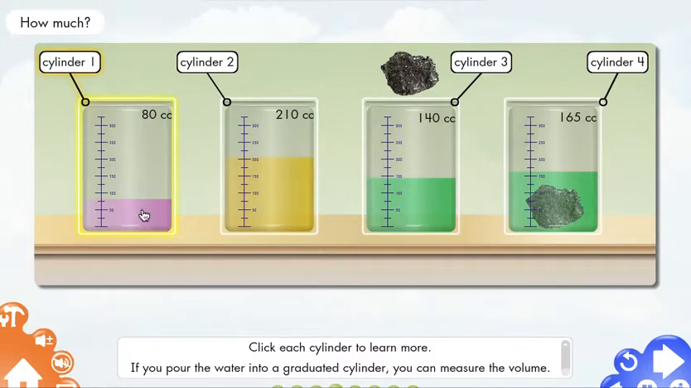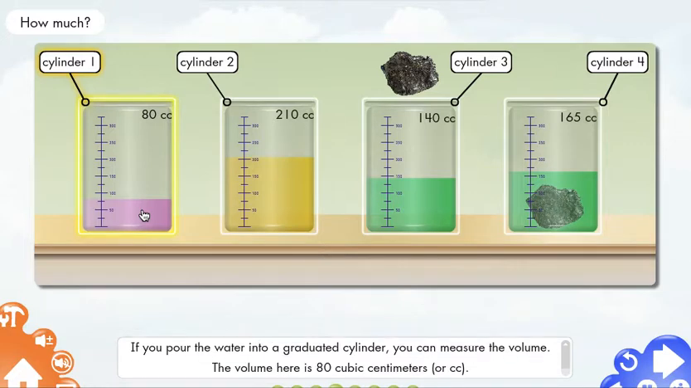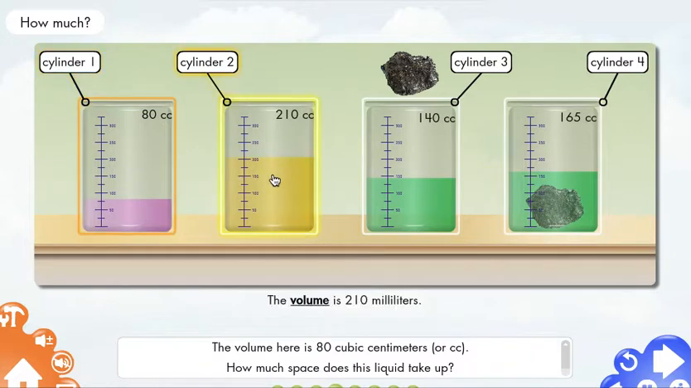If you pour the water into a graduated cylinder, you can measure the volume. The volume here is 80 cubic centimeters, or cc. How much space does this liquid take up? 210 milliliters.